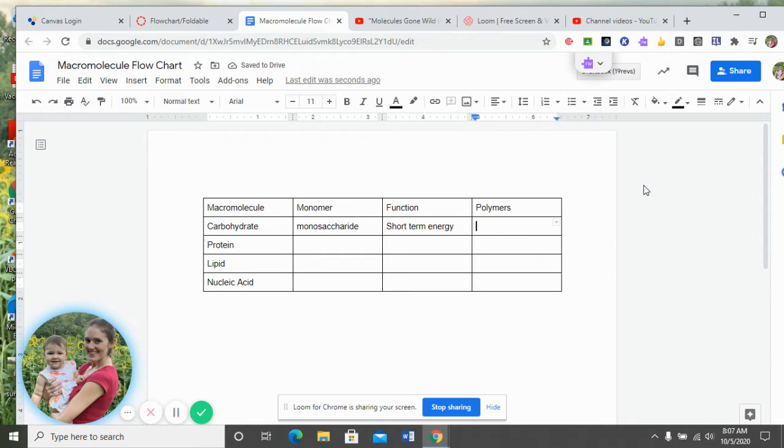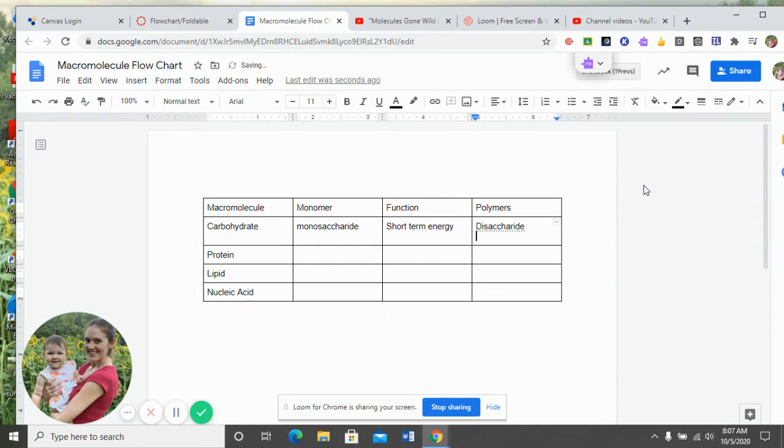And the polymers for that one are going to be 2 types of saccharides, but we're going to change the prefix there. We're going to have a disaccharide and a polysaccharide. So that would be 2 monosaccharides together. Poly is going to be many monosaccharides together.